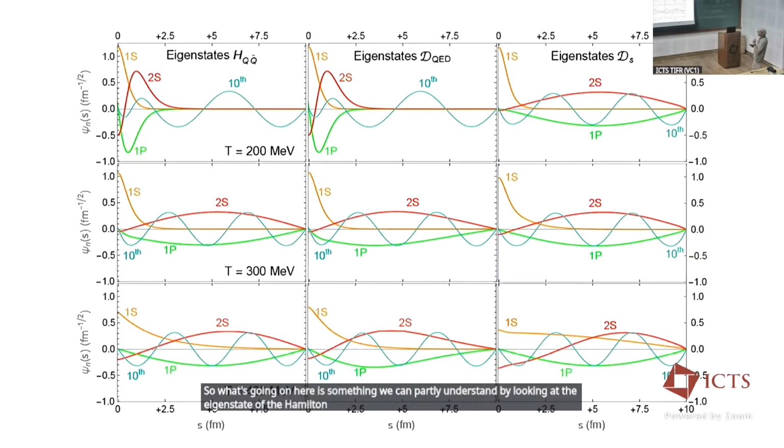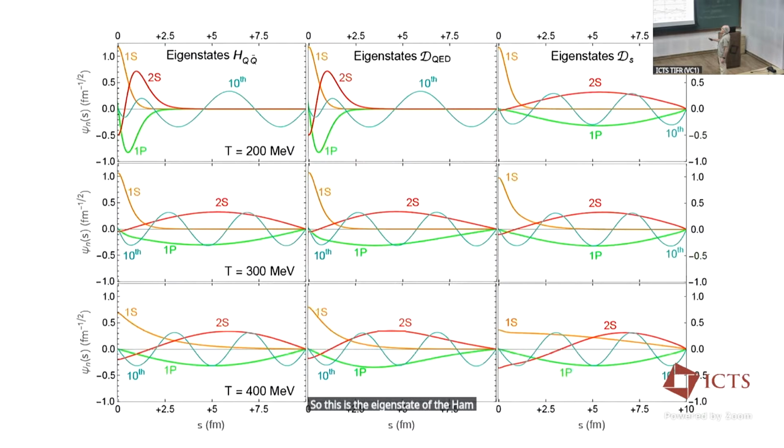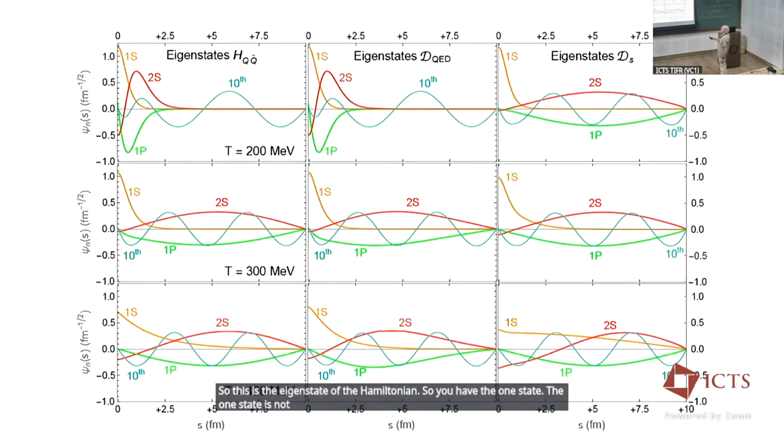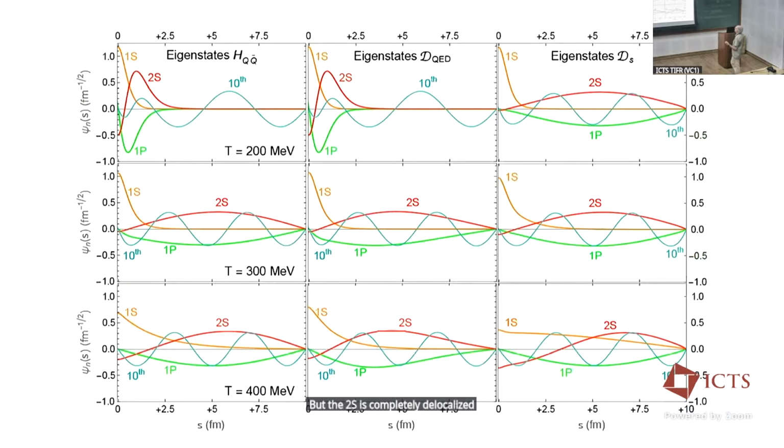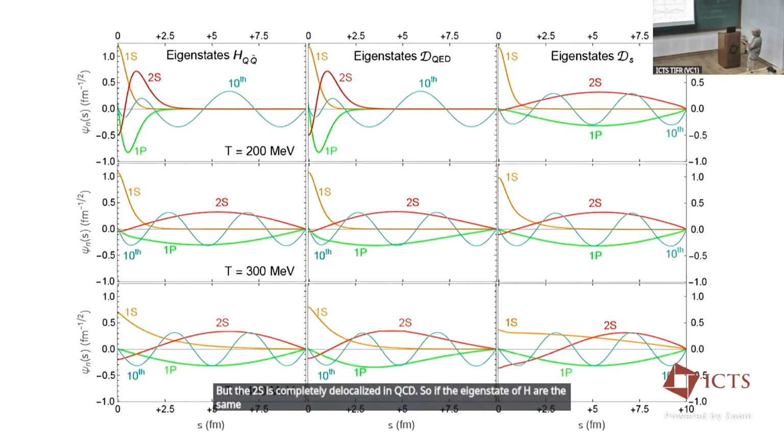Hamiltonian. And this is a plot of the first few eigenstates as a function of temperature. So these are the eigenstates of the Hamiltonian. So you have the 1s state. The 1s state is not too different between QED and QCD, okay? But you see that the 2s state is almost the same for H and D in QED, but the 2s is completely delocalized in QCD.